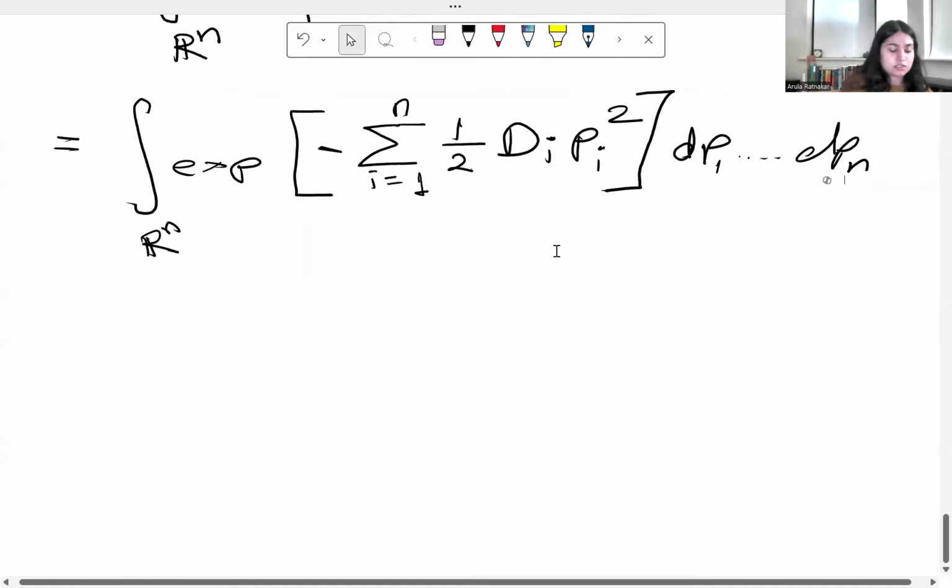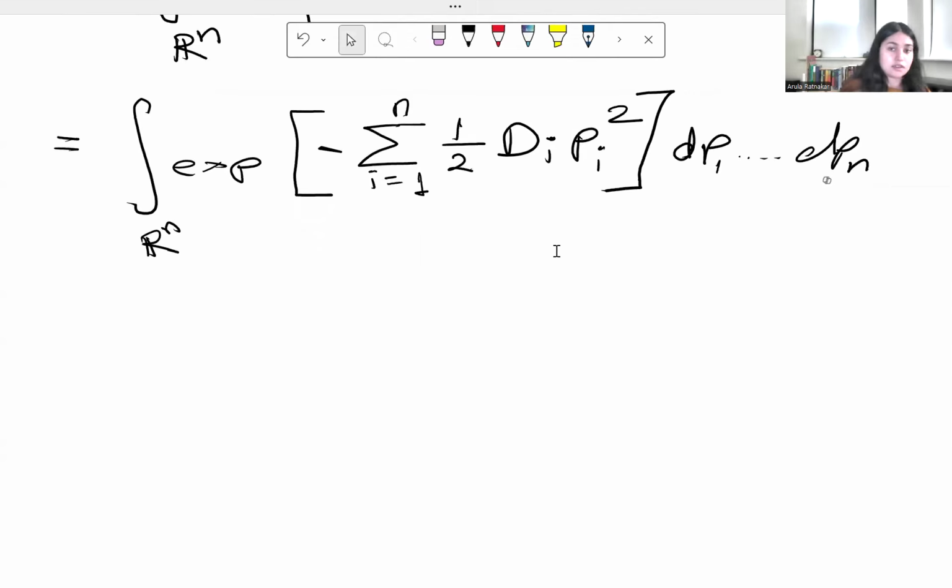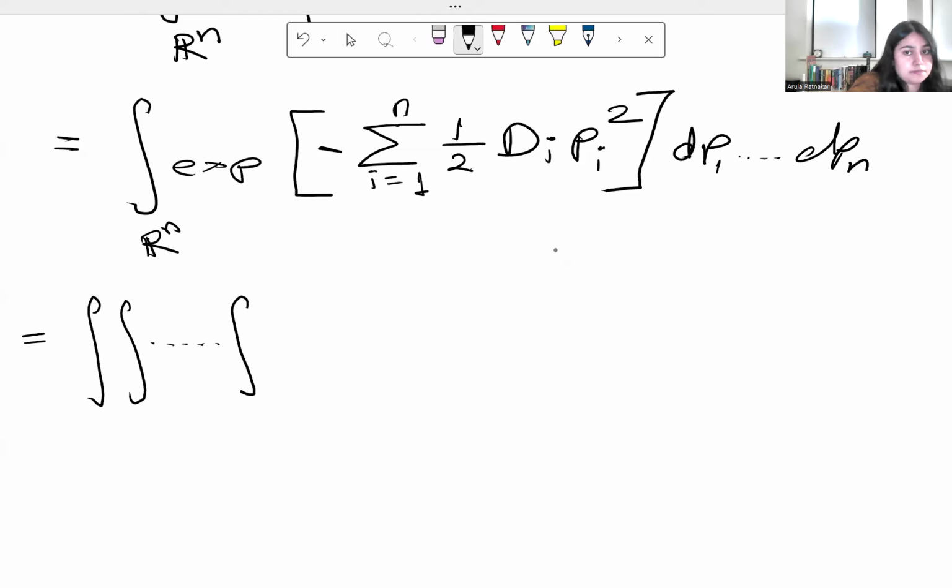Now, since we have this summation in the exponent, we can turn it into a product of individual exponents. And I'd like to make this really clear, writing the exponentials as integrals, because this is really what we're doing. It's a bunch of these integrals.